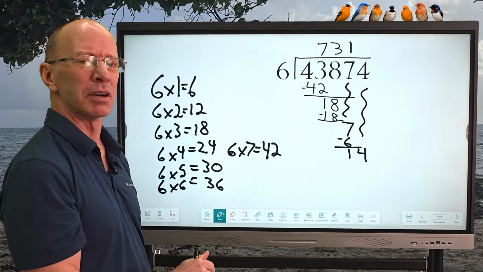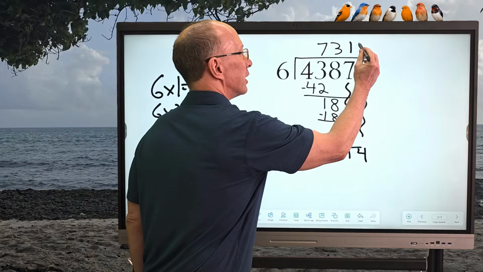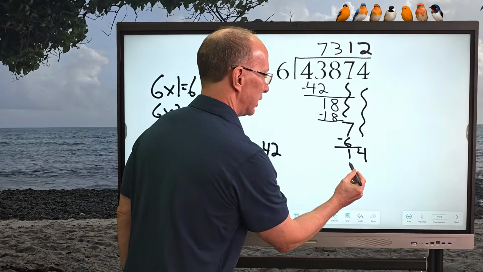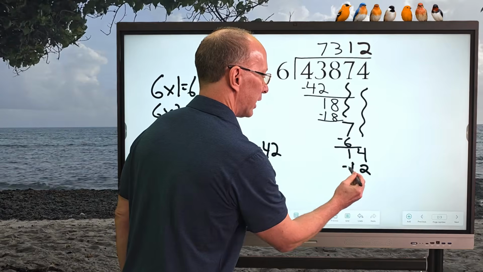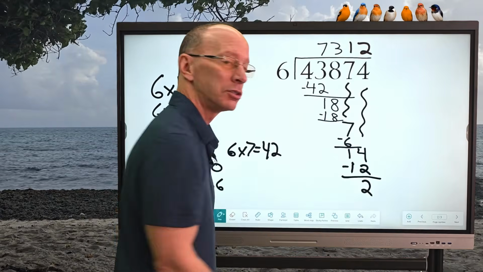Let's see, 6 times 2. I think 6 times 2 would be a good choice. So let's go ahead and put the 2 right there. 2 times 6 equals 12. Subtract. And we have a 2 right there.